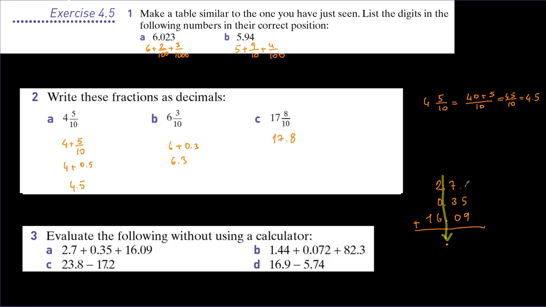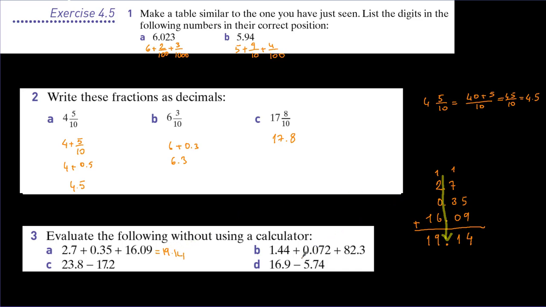Here 0, then 0 plus 5, 0 plus 9 is equal to 14. You write the 4 of 14 and carry the 1. When you add the 1, 1 plus 7 plus 3 is equal to 11. You write 1 and carry the 1. So 1 plus 2 plus 6 is equal to 9. And here this is going to be 1. So the correct answer is 19.14.